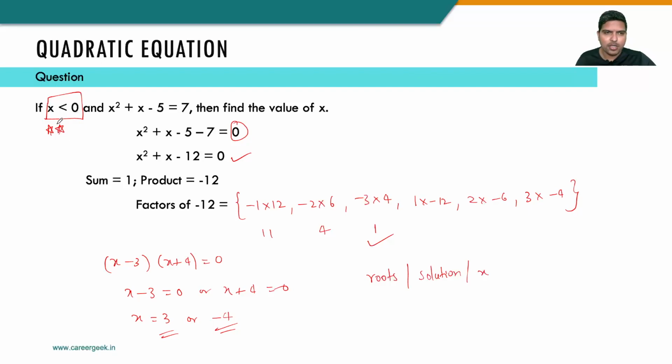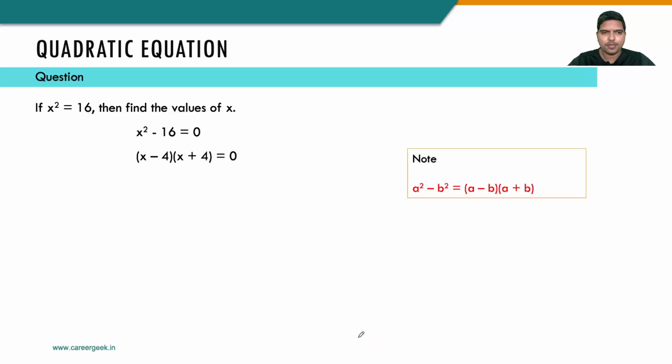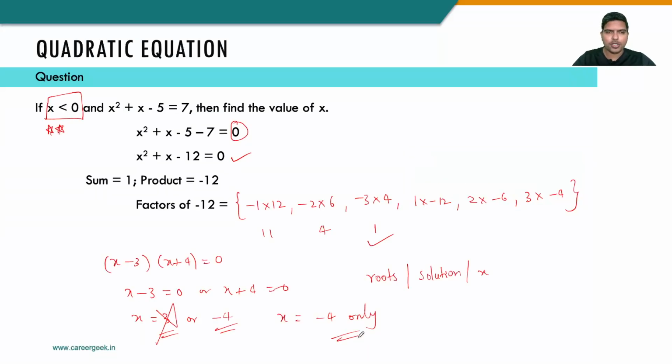Now, coming to this condition, if x is 3, can this be possible? The answer is no. So x is negative 4 only. In the options, they'll give 3 in the first one. That is how they create the traps, right?